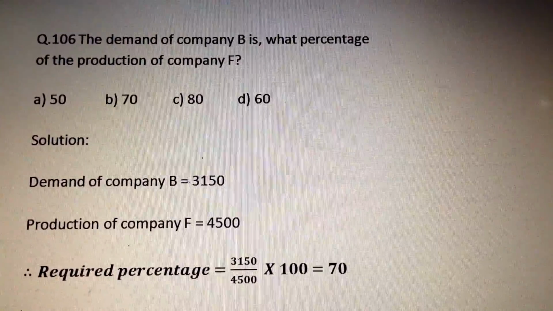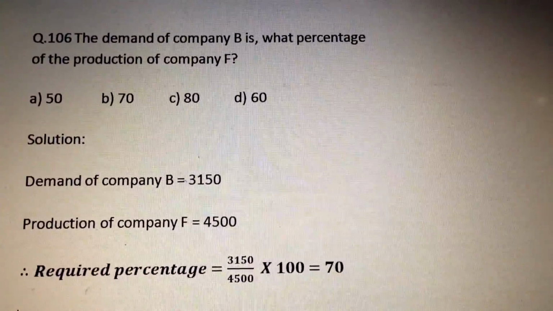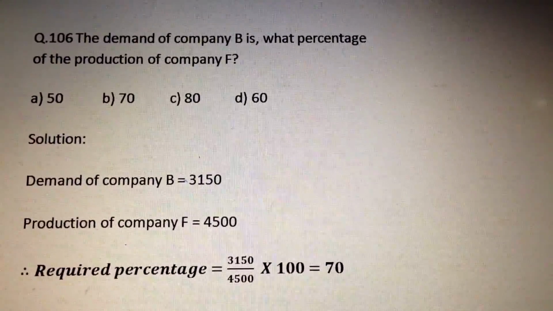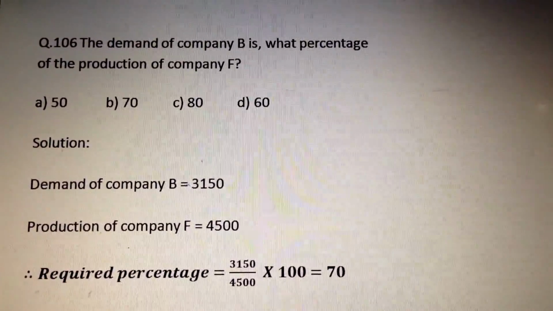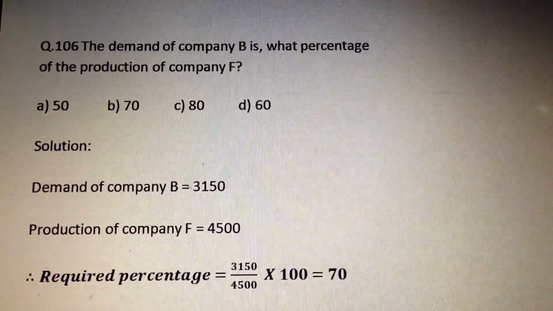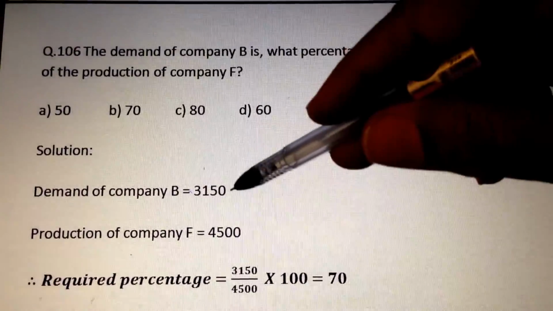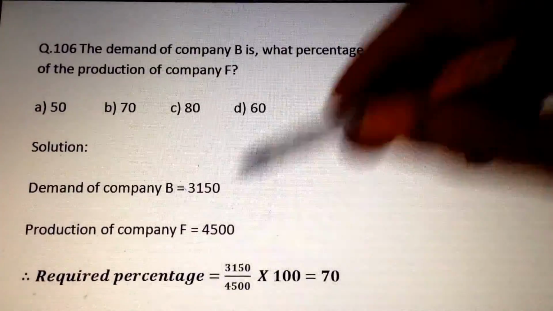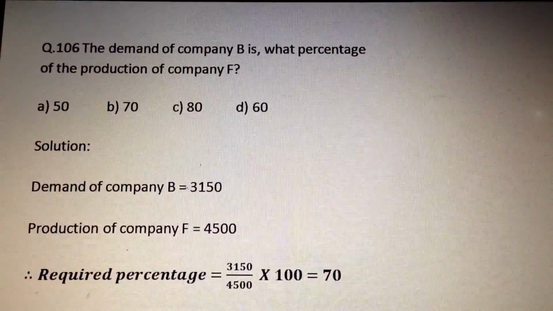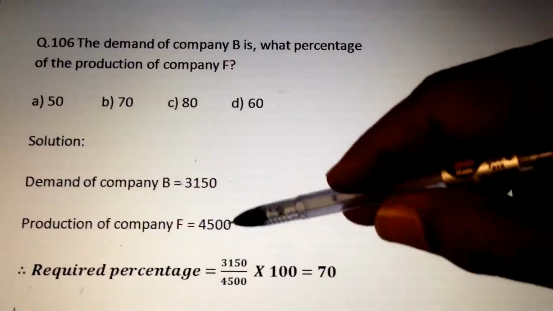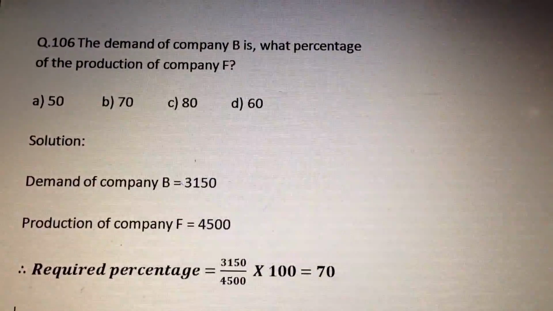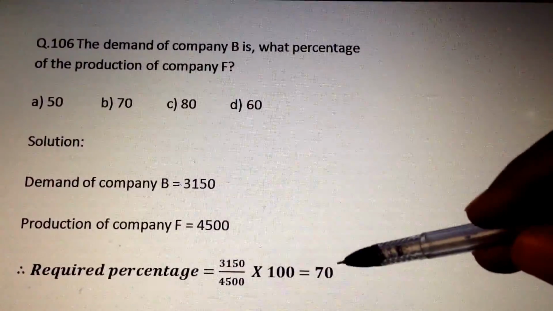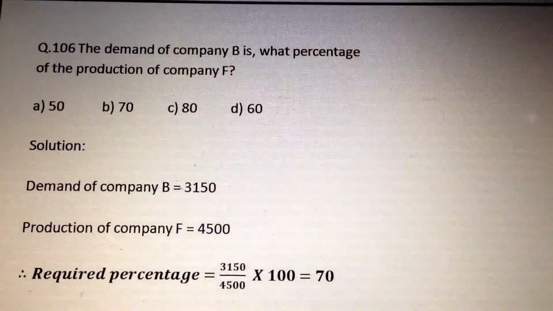Next, this is the last question based on the graph given. The demand of company B is what percentage of the production of company F? If you see the graph, demand of the company B is equal to 3150 and production of the company F is equal to 4500. Therefore, our required percentage is equal to 3150 by 4500 into 100, which is equal to 70. So, our answer is option B.